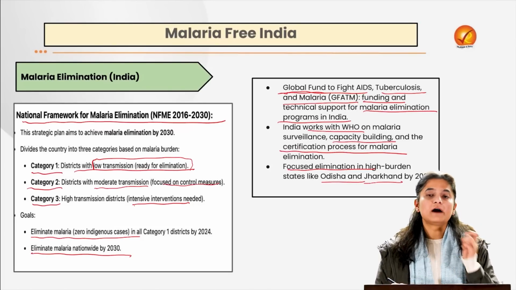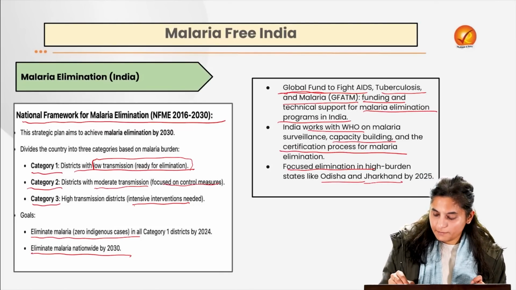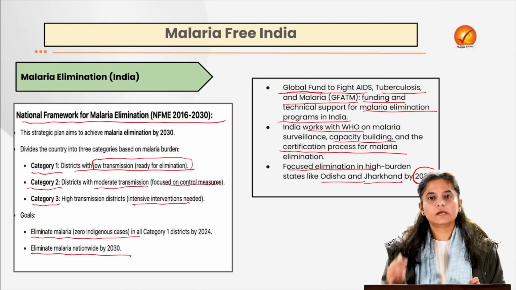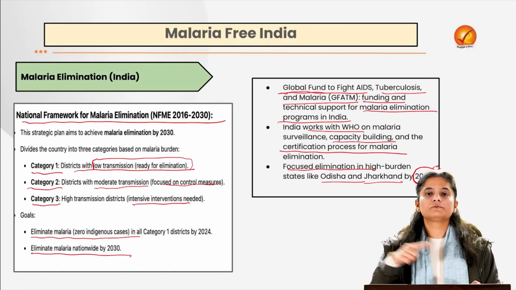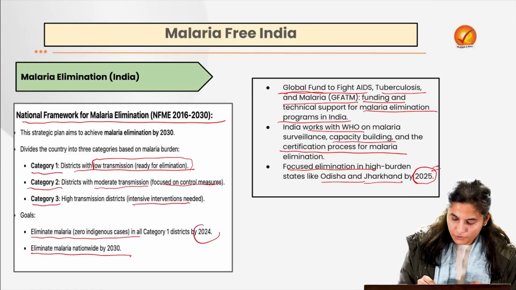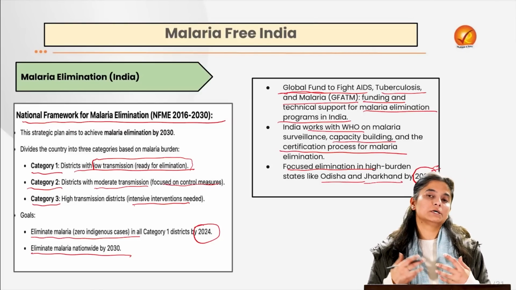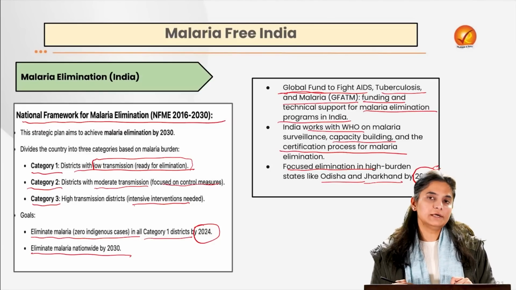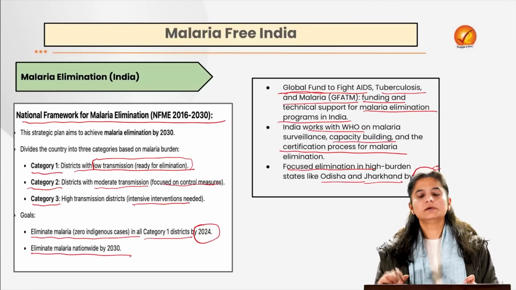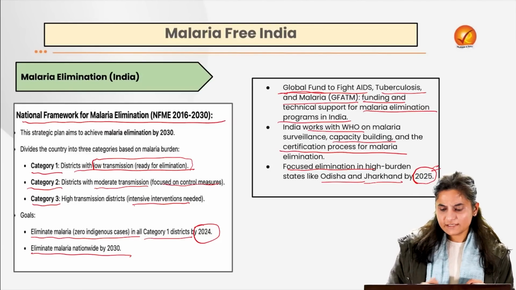Why? Because they have a high burden of malaria, and we have kept this target by 2025. So remember three key years. By 2025, we have a target for Odisha and Jharkhand. By 2024, we had the target of eliminating malaria in category 1 districts. And by 2030, overall, this framework has to be executed. So this is regarding this.